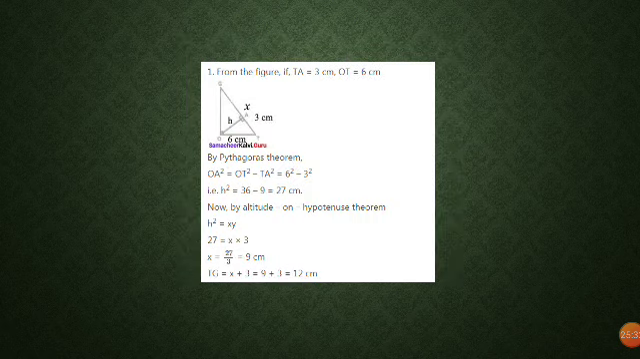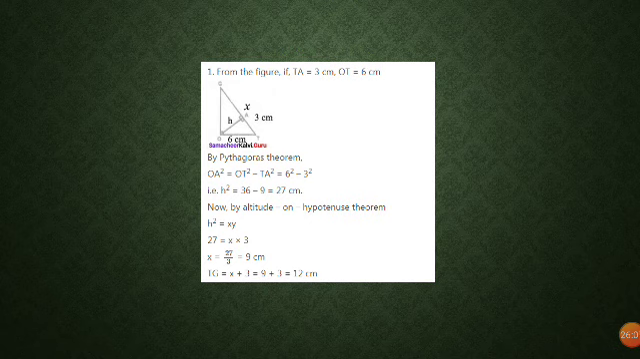Next, from the figure, TA is equal to 3 cm and OT is equal to 6 cm. By the Pythagoras theorem, OA square equals OT square minus TA square. So subtract 6 square minus 3 square. 6 sixes are 36, 3 threes are 9. We find the value of the height: h square is equal to 36 minus 9, which is 27.